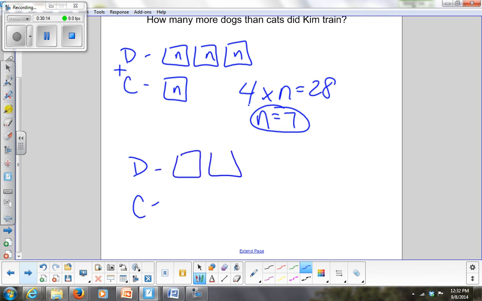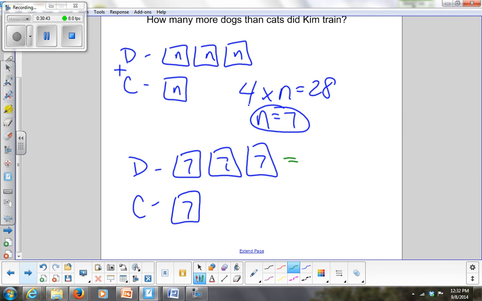Okay, let's go back and draw it. And how many cats go in the box? 7. Okay, so 7 goes in all of these, right? How do I figure out how many dogs she trained? How do I figure out how many more dogs she trains? I have this, right? What is it? How many dogs did he train?